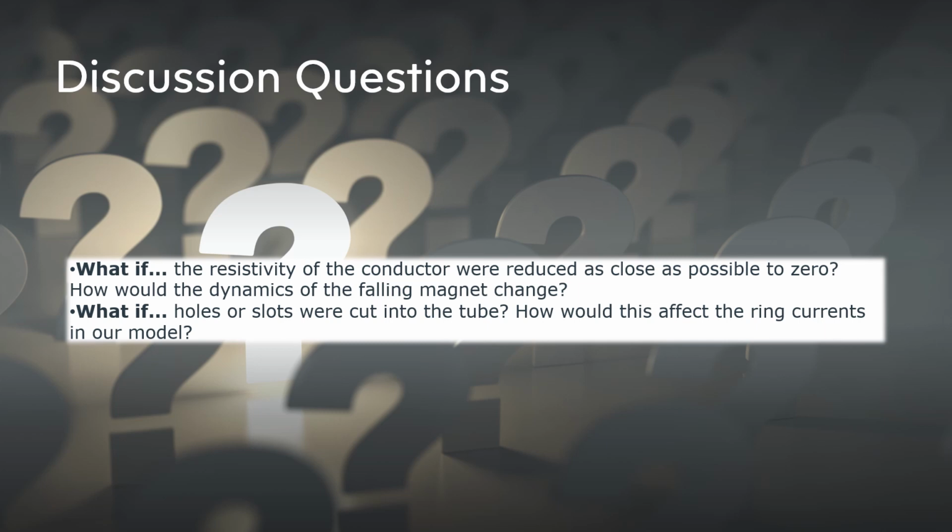What if holes or slots were cut into the tube? How would this affect the ring currents in our model? If there are holes, there would be fewer rings, therefore our induced current would decrease, allowing the magnet to travel with less resistance, causing the time of travel to be shorter.